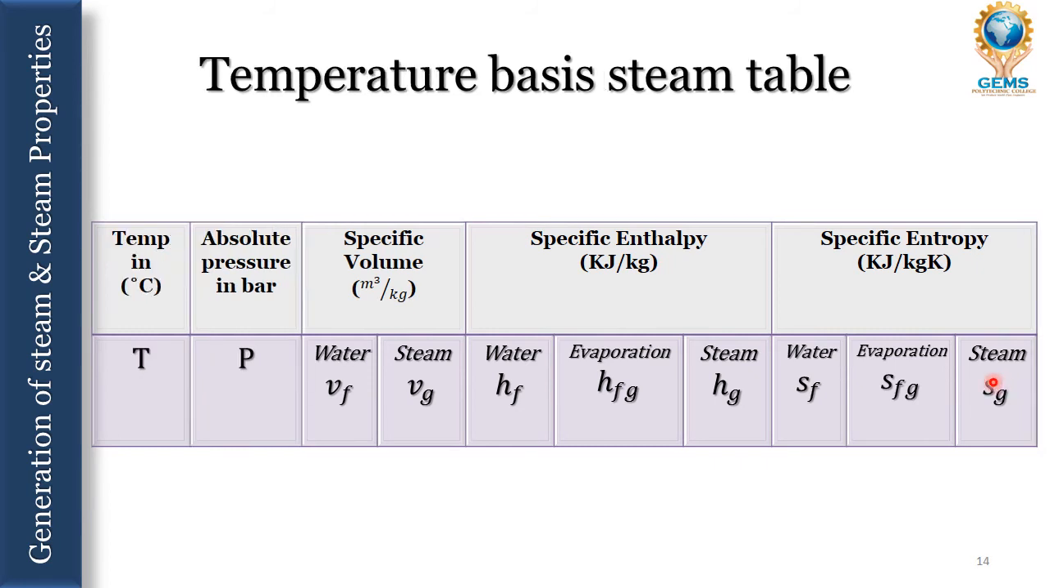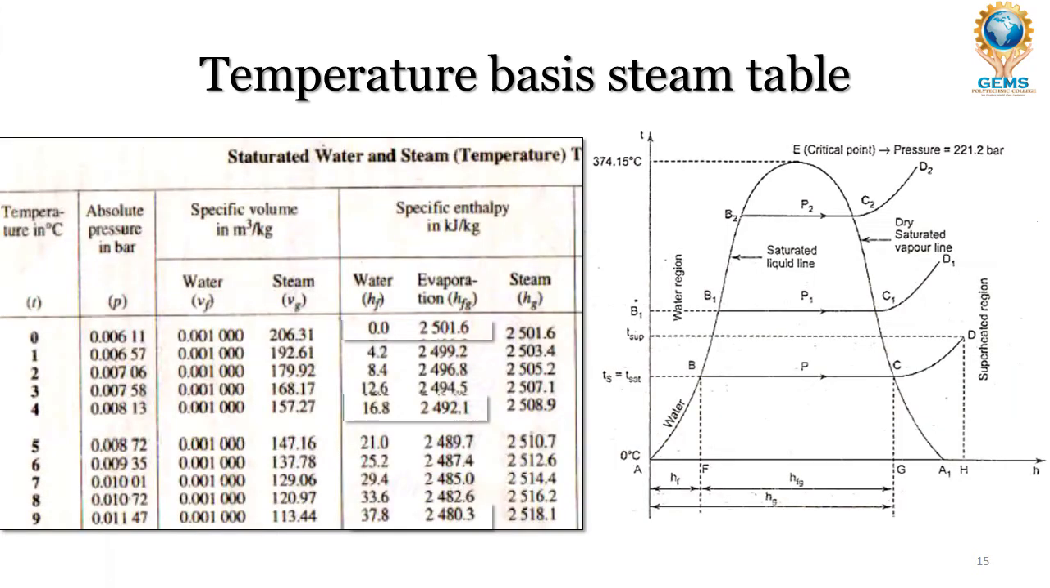Now let's look at the temperature basis steam table. It is similar to the pressure basis steam table, except that the first column is the temperature and the second column is the absolute pressure, which is the saturation pressure corresponding to that temperature. The remaining columns are the same: Vf, Vg, Hf, Hfg, Hg for enthalpy, and Sf, Sfg, Sg for entropy.